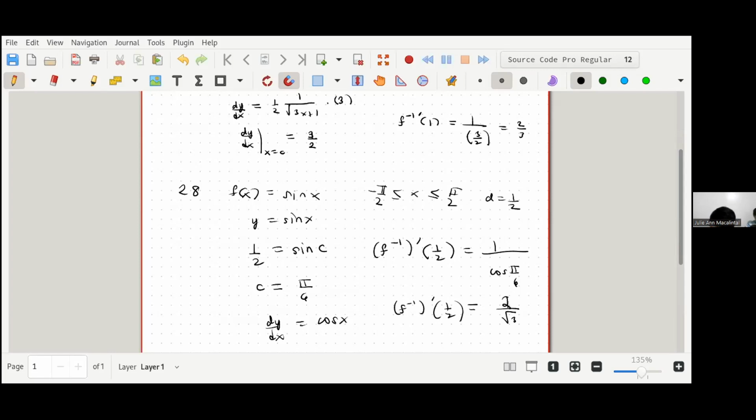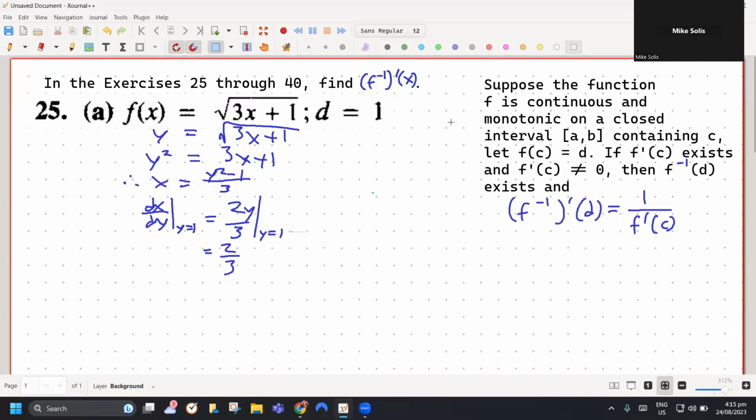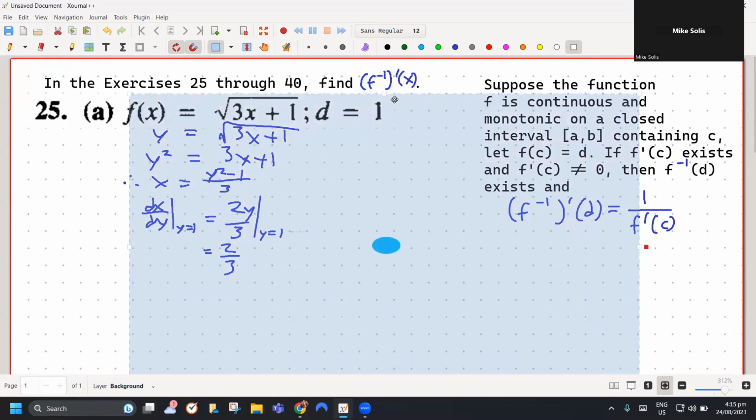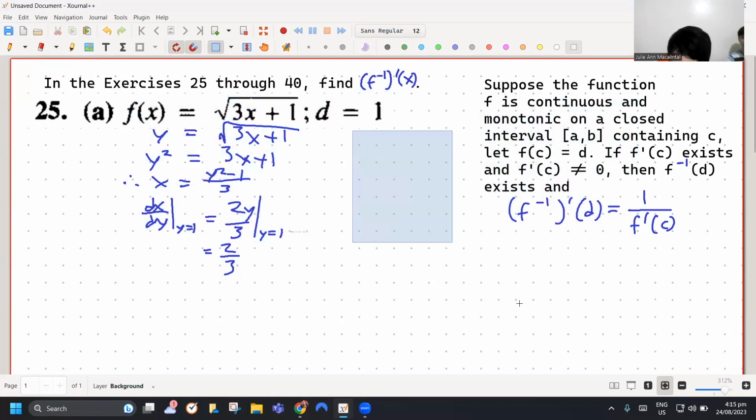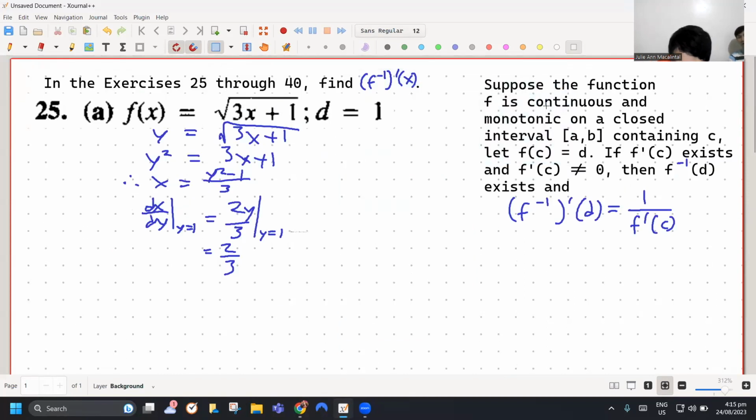Okay, back to 25. So that's the method: we're not going to compute the derivative of the inverse, so we won't be looking for an expression for it. Instead, the theorem is meant to help us avoid calculating an expression for the inverse. Okay, use the theorem. Go. I have another solution, but the theorem is what we'll use for this question.